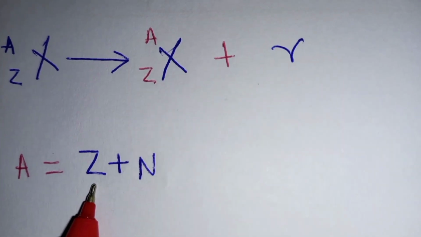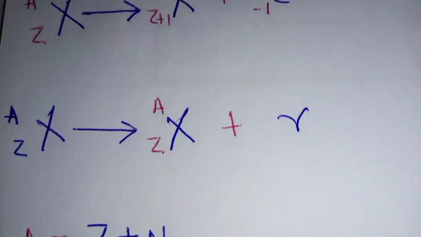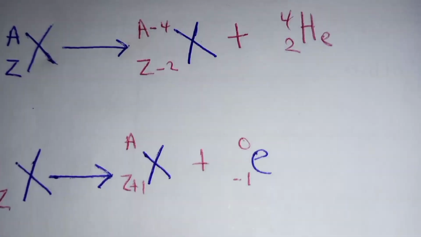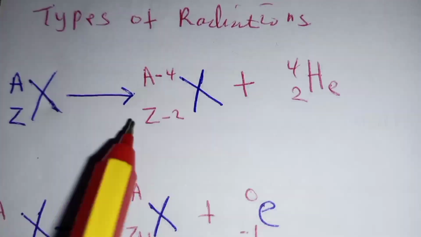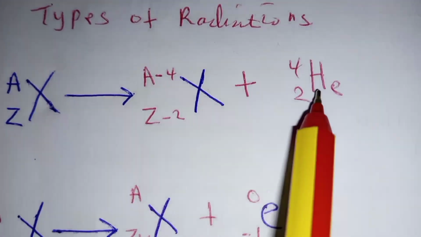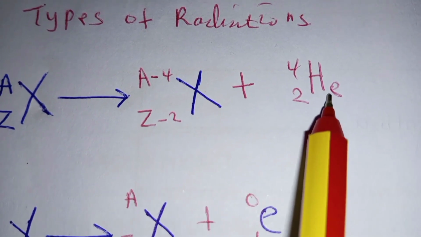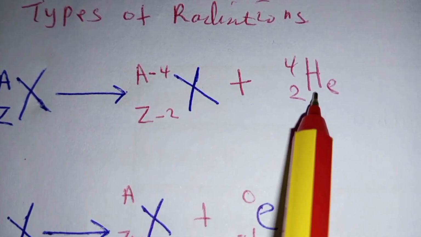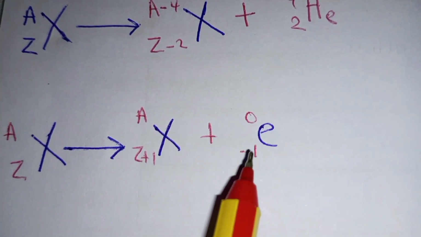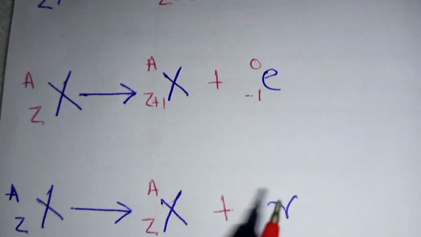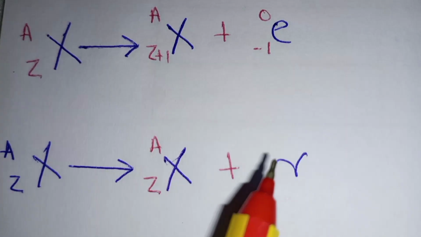So thank you so much for taking your time to study with me on types of radiation which are emitted by an unstable nuclide. And we have found out there are three types of radiation. Number one, alpha particle, which is positively charged, and it is basically the helium atom. And we have the beta particle, which is negatively charged, and it is an electron. And finally, the gamma radiation, which carries no charge.